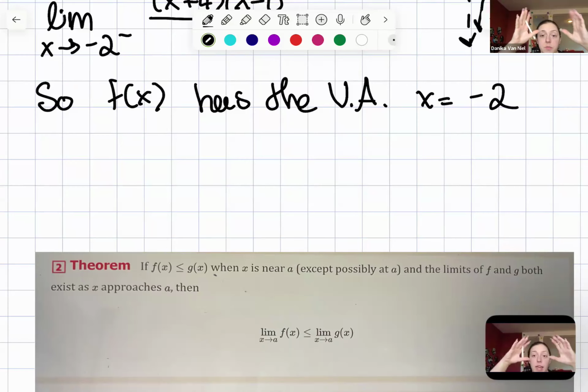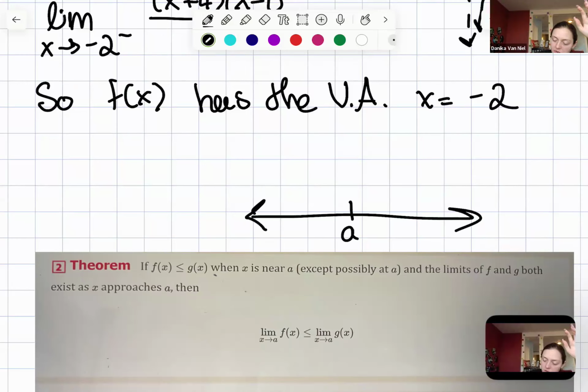So near a just means around a. So a is going to be somewhere on our number line, because a is just some number. And they're just saying that a little bit to the left and a little bit to the right of a, except maybe not exactly at a, any of those numbers in that purple, except maybe actually plugging in a, f is going to be less than or equal to g. Okay, so that's that first part.